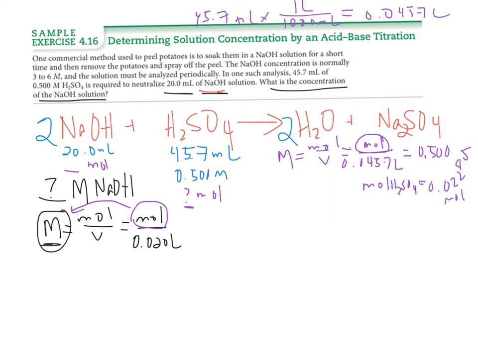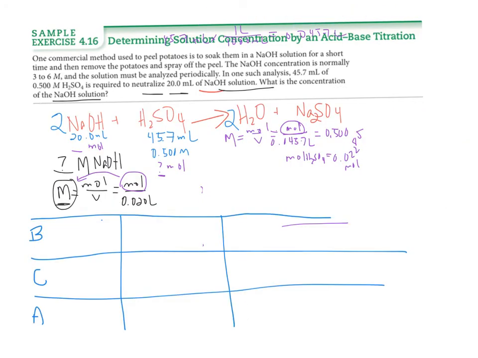Okay, time to whip out the old BCA table, before, change, and after. Before, change, after. Except I screwed up, I need to write it under my things. So let's see if this will let me erase. Oh, it did, how nice. Okay, so I know that I am going to use 0.02285 moles of sulfuric acid. So that's my change. That's what I'm going to use.